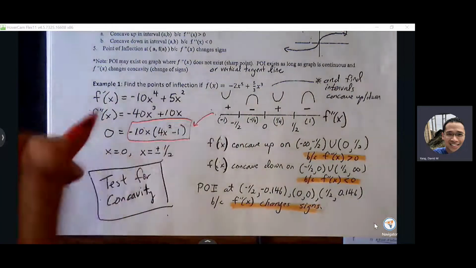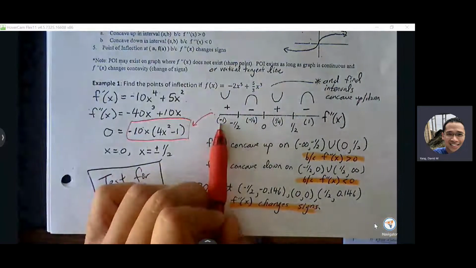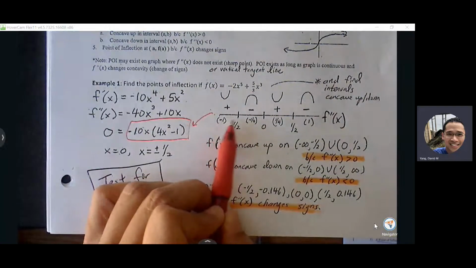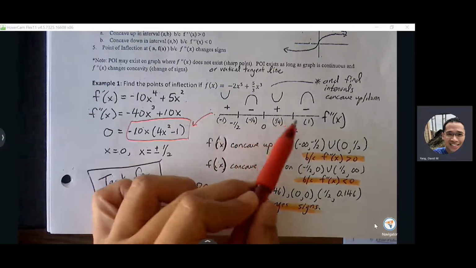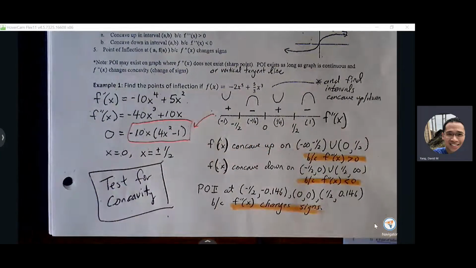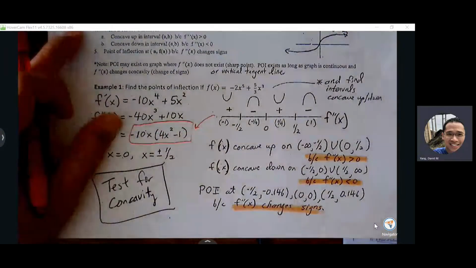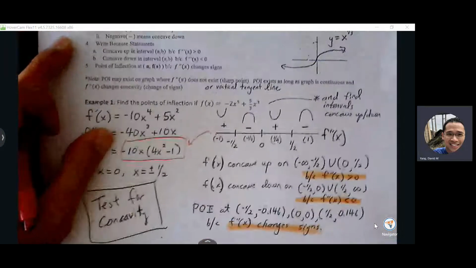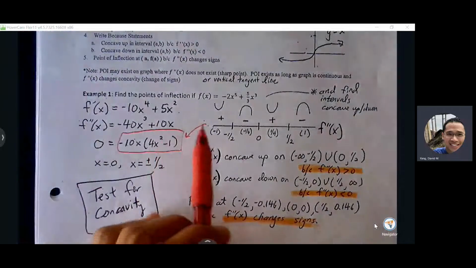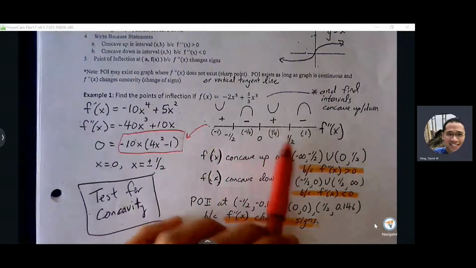And then after that, we don't care about these test points, right? So you cross out the -1, -1/4, the 1/4, and 1. They're not going to play a role at all when you write your interval statement. Okay, so now we can write our statements. Concave up for the interval from -infinity to -1/2, and from 0 to 1/2.